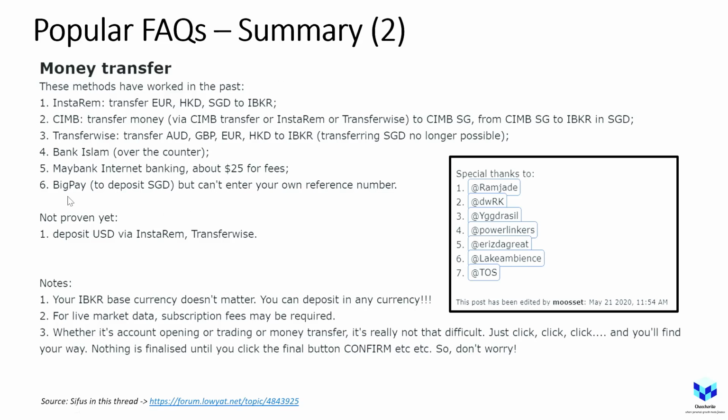Moving on to the not proven part, people tried to deposit USD via Instagram or TransferWise. I've actually read through the forum around 50 plus pages of threads. Some actually tried, but it keeps getting rejected. I think one person even tried like 5 times. Yeah, I think there's something to do with this USD transfer where they don't allow third-party transfers, because when you transfer through Instagram or TransferWise, it doesn't transfer under your name, but rather the companies actually have their own bank accounts to help do the transfer. That's what I understand it.